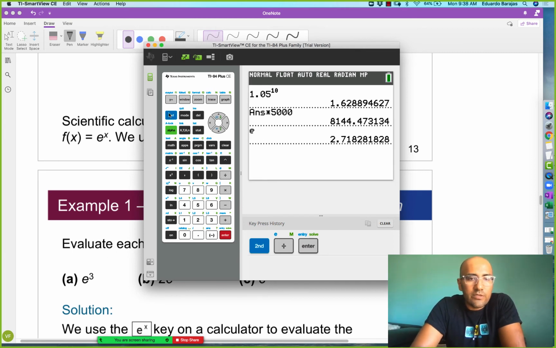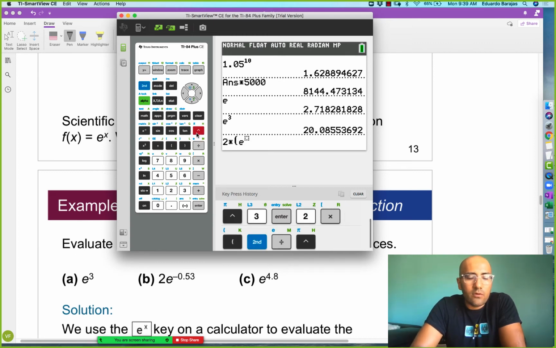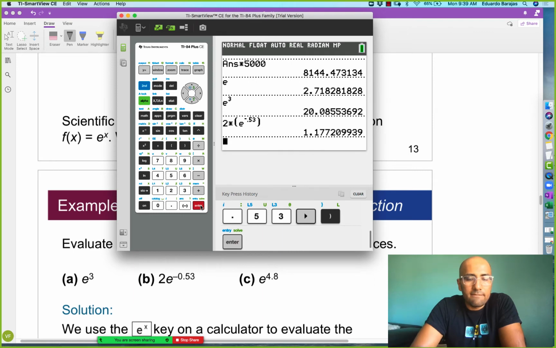So this would give you a very, very close approximation to your outputs. So let's do the first one, which is e to the power of 3. So there's our answer to the first one. E to the power of 3 should be 20.085536, that guy. Good. The next one, let's put 2 times, and I'm going to put it in parentheses, e to the power of, and then it's -0.53, and then close parentheses, and enter. So I get that guy.